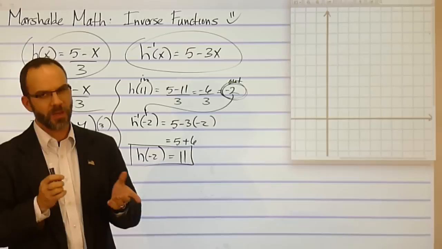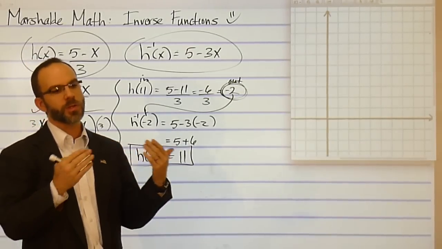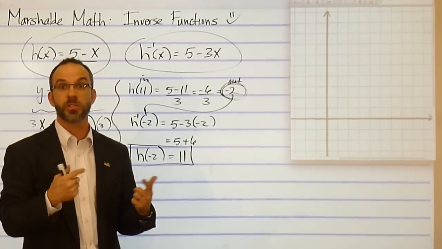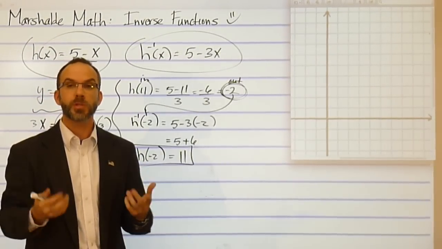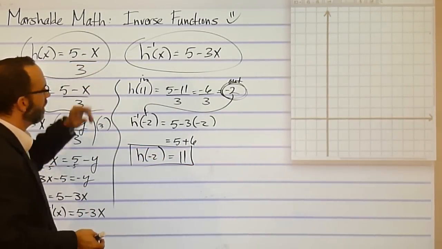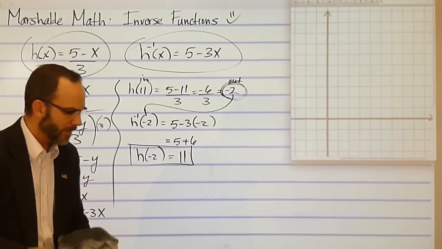Okay? So again, what we're doing with an inverse function is switching the domain and the range. We're undoing what the first function does. We're switching our x's and y's. Well, if we're switching our x's and y's, we can actually do it on a graph. We don't actually have to have the equation. Well, first let's do this.